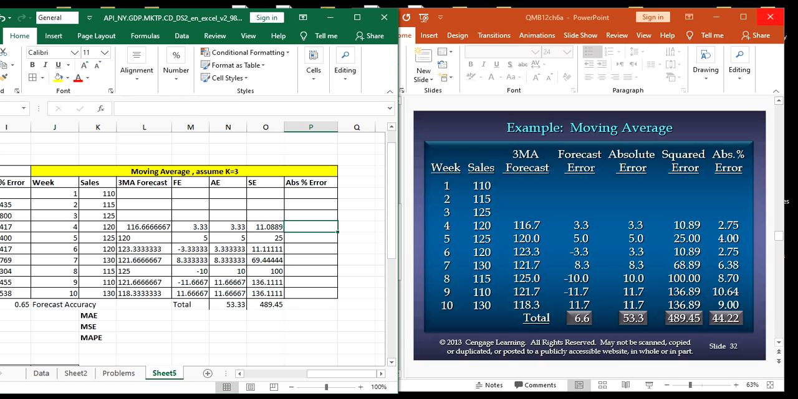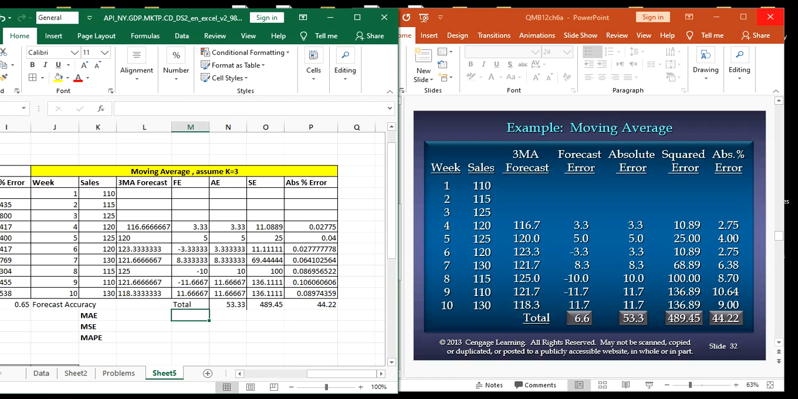And then what about the absolute percentage errors? That's equal to the absolute error divided by the actual value, whatever it is. So we are here. Some numbers are rounded over here, so don't get confused.